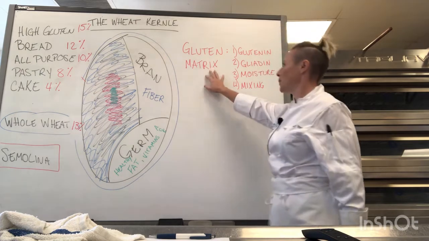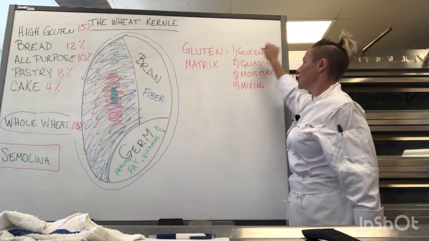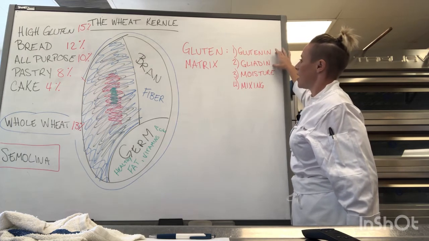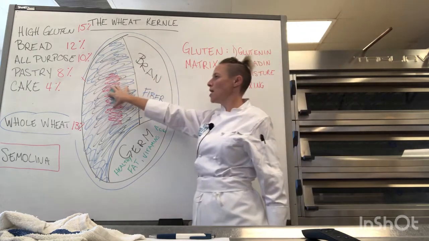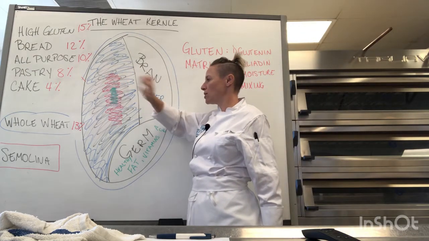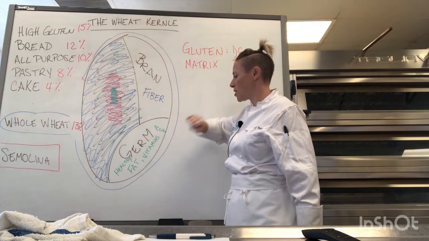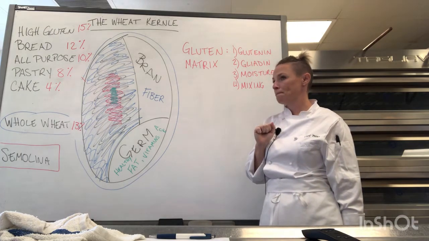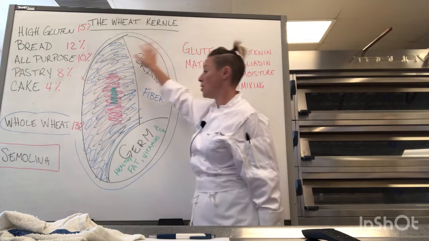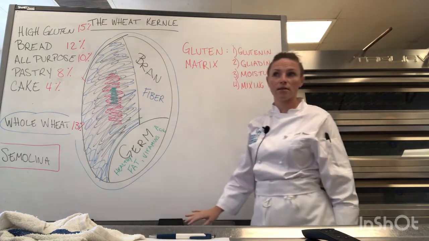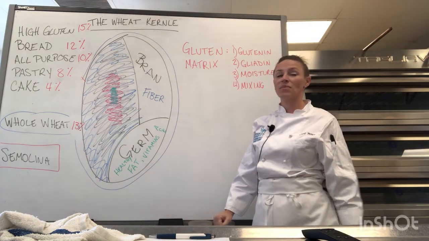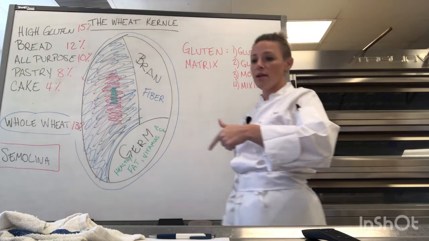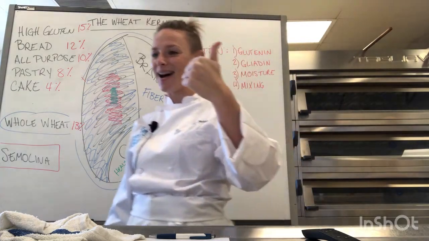All right, so your gluten matrix is formed by glutenin, gliadin, moisture, and mixing. Your glutenin and your gliadin are both found in your endosperm. Your endosperm has your protein and your starch. Your bran is the fiber, your germ is your healthy fats and vitamins A, C, and E. Whole wheat flour would be the whole kernel being processed. Okay? The higher the protein content, the lower the starch content. The lower the protein content, the higher the starch content.